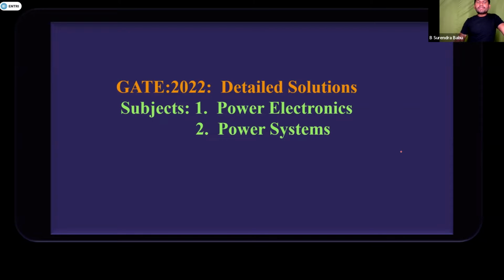In this video I am going to discuss, for GATE 2022 power electronics and power systems, the memory based questions we collected. For those memory based questions we are providing detailed solutions. In this video I am mainly covering two subjects, power electronics and power systems. In the next video we will see the remaining subjects, that is the electrical core subjects. Yes friends, first we'll start with power electronics.